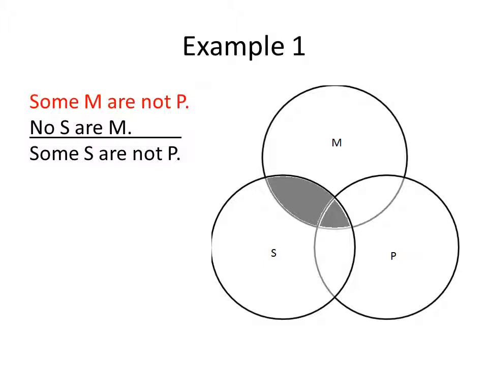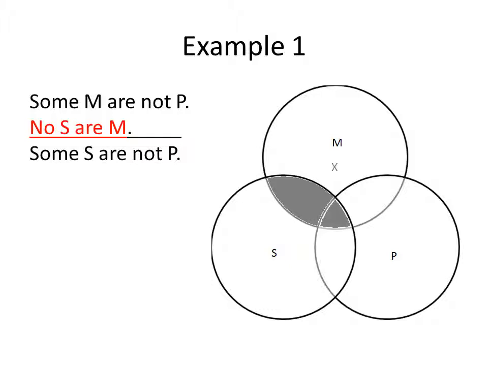Okay, so now we can diagram our first premise, which is particular. So some M are not P. What are we going to do for this? Well, we're going to use an X, and we're going to put the X in such a way that it shows that there's at least one thing that's M but not P. We know we can't put it in the shaded area, because we know there's nothing there, and the X means that there is something there. So where do we put the X? We're going to put it in the M circle, specifically in the part of the M circle that doesn't overlap the P circle, because we're told that some M are not P.